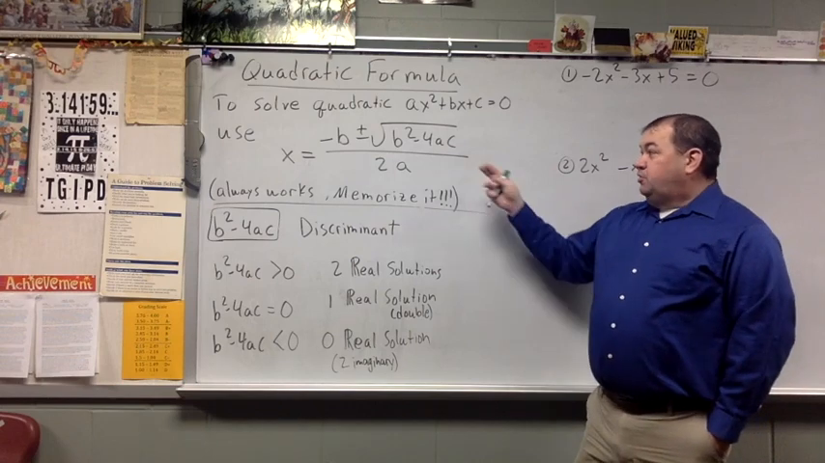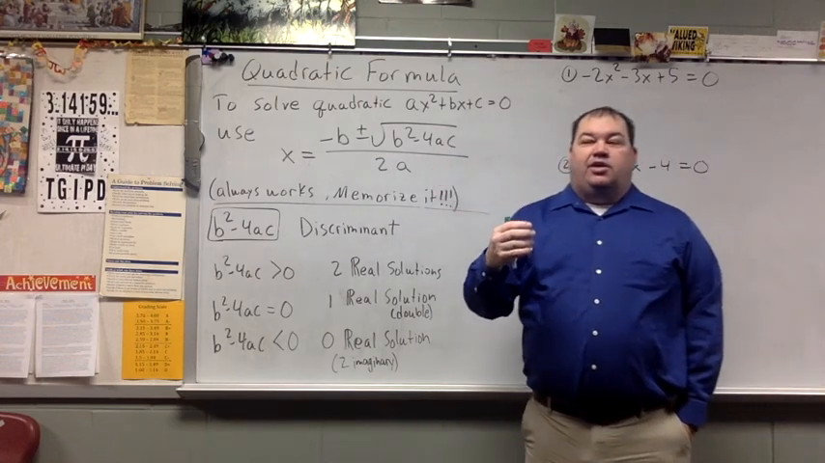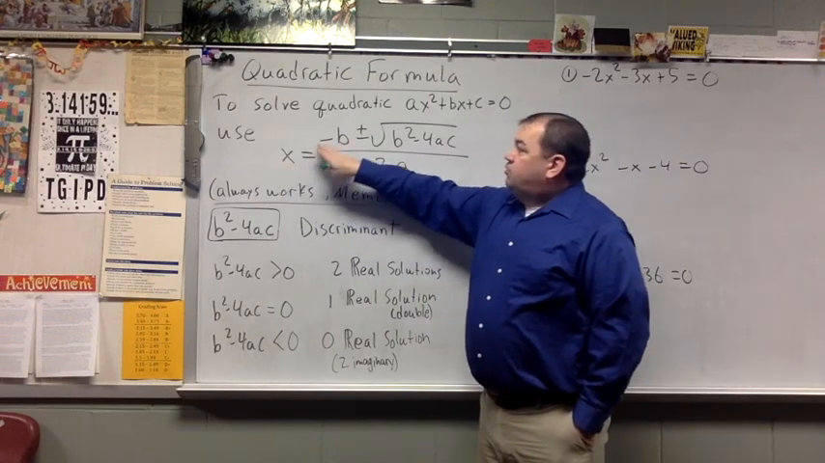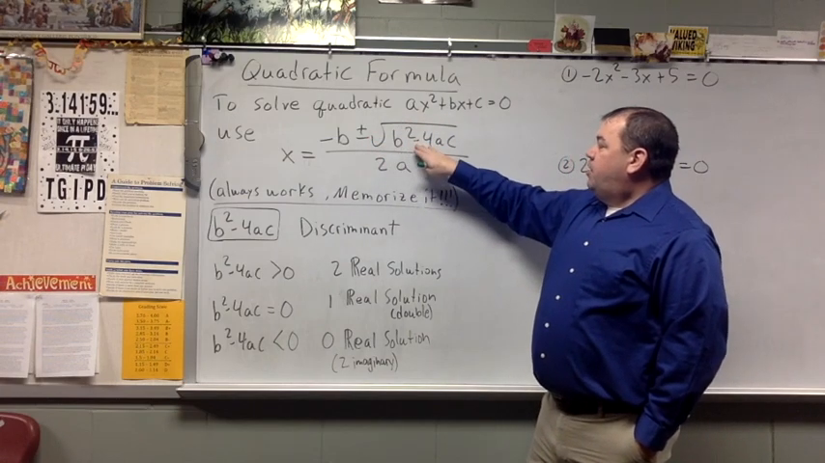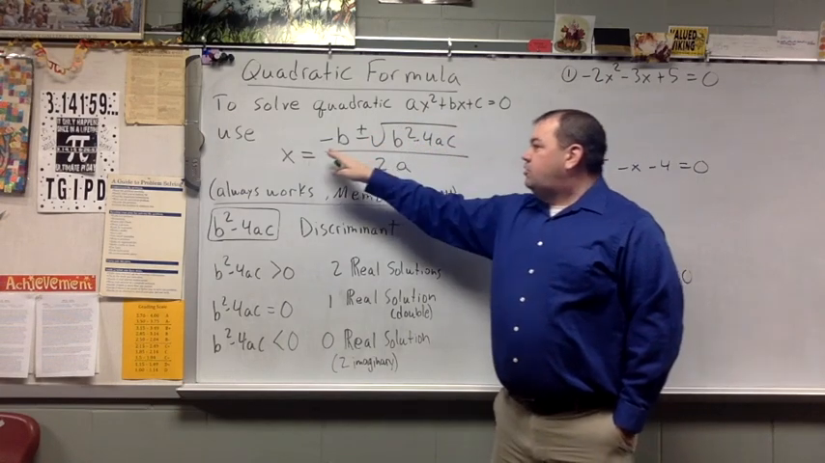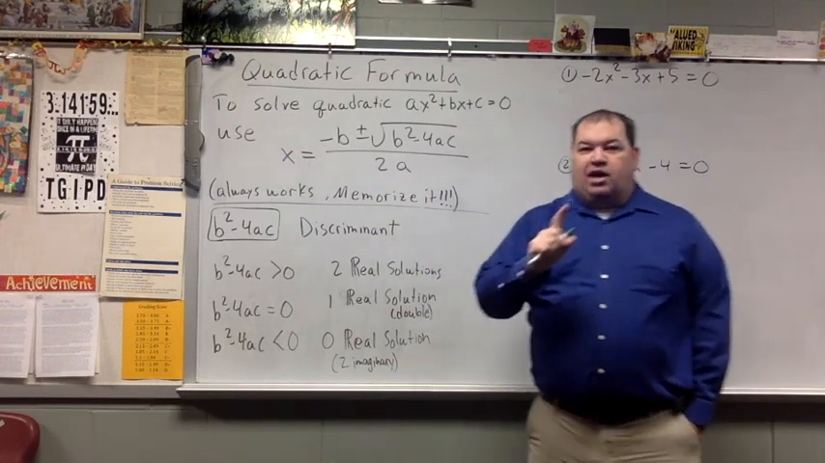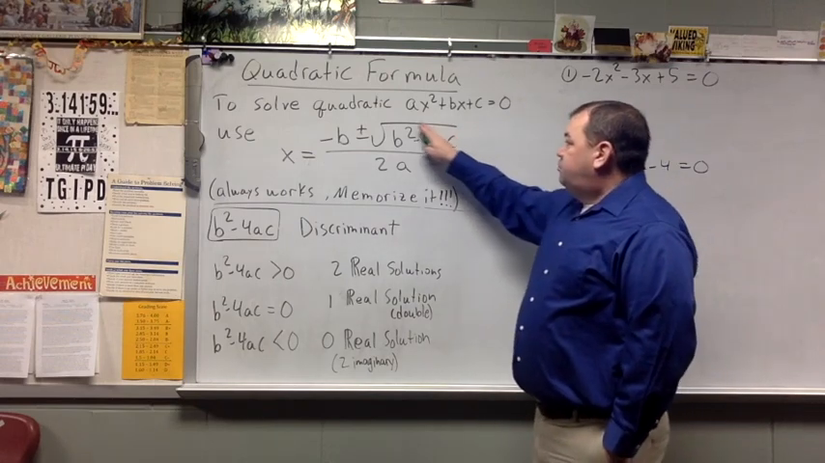I actually have a song that sometimes students use to help memorize this. It goes to the tune of Pop Goes the Weasel. X equals opposite B plus or minus square root B squared minus 4ac all over 2a. Quadratic formula always works.